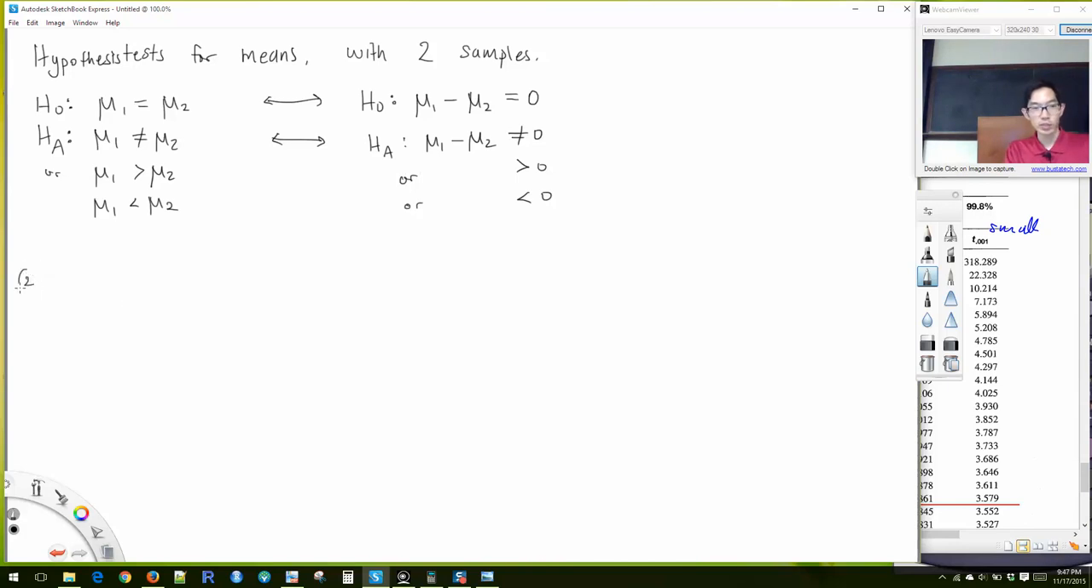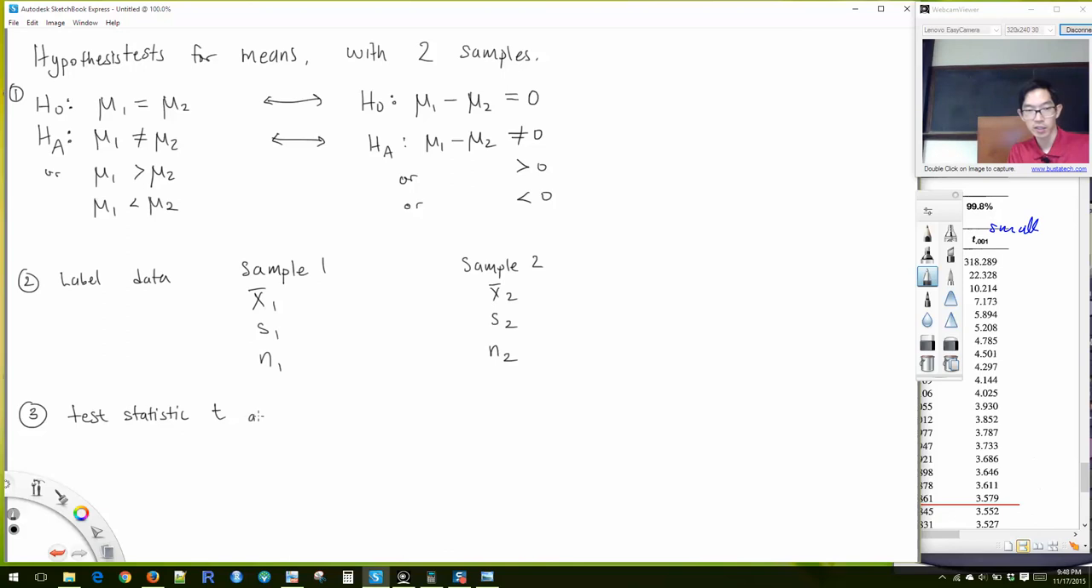So that's step one. Step two is gather and label the data. So you're going to have sample one. So sample one has x bar 1, s1, n1. And sample two has x bar 2, s2, and n2. Step three is the test statistic T, and look up the p-value.